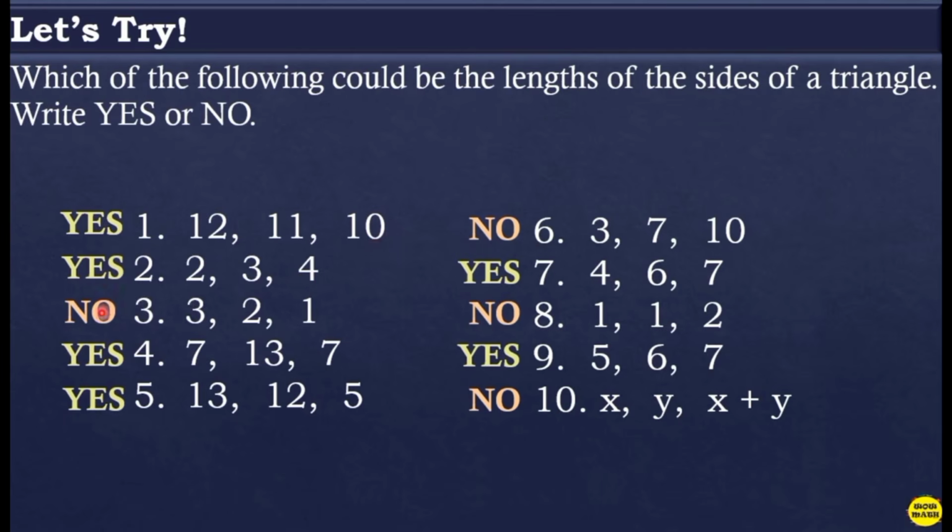Now, why is this a no? This is the only one we will explain, because 3 plus 2 is 5. That is greater than 1. 2 plus 1 is 3, which is equal to 3. It should not be equal, it should be greater than. So, that's why it's a no.